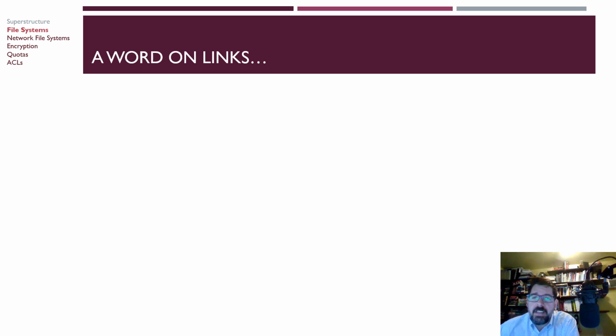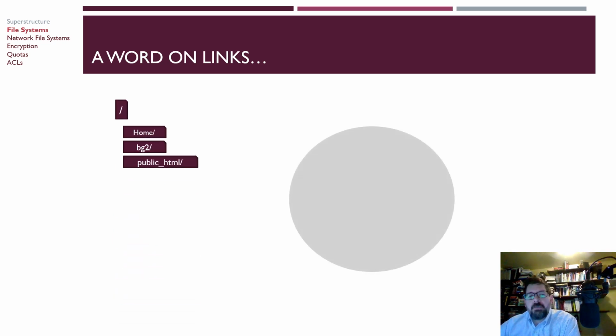This is a concept I think a lot of folks miss in their Linux 101, right? What's a link? And there's two types of links. There's soft links and hard links. Let me describe what they are. To really understand links, we've got to understand something called an inode.